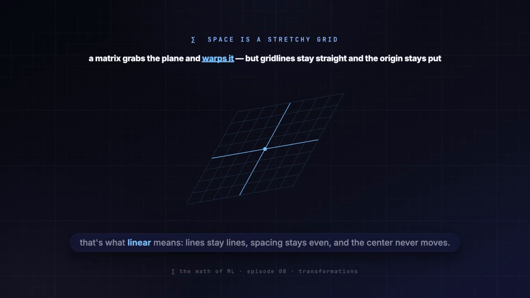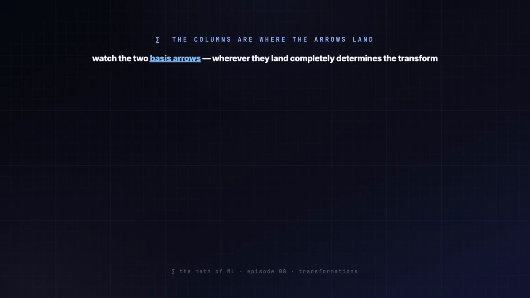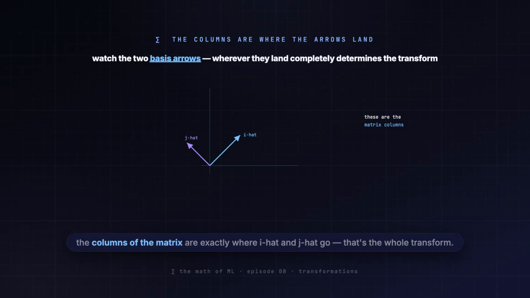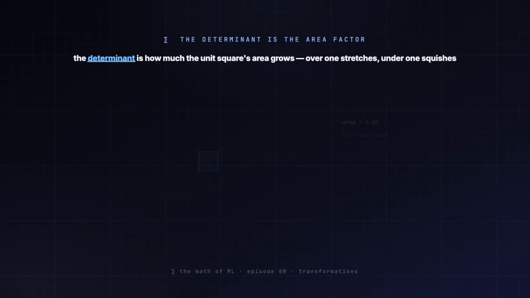That's what linear means. Watch the two basis arrows, the unit step right and the unit step up. Wherever those two arrows land after the warp, that completely determines the transform. In fact, the columns of the matrix are exactly where those arrows go. Apply one transform then another, and the combined effect is the product of their matrices, B times A.